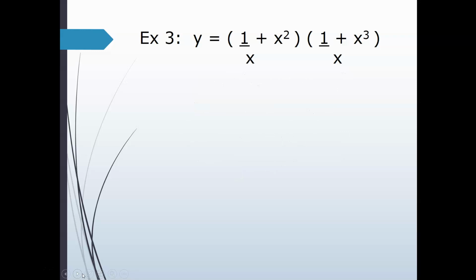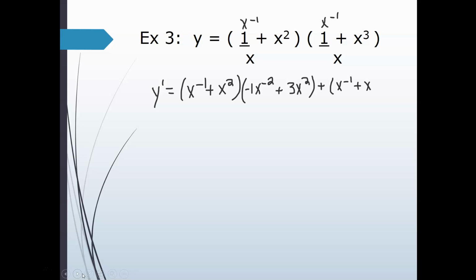Yes. So I would still make this x to the negative 1 when I did my product rule. So the product rule would be the first times derivative of the second. So that's negative 1 x to the negative 2 plus 3x squared. So first times derivative of the second plus the second times derivative of the first. So negative 1 x to the negative 2 plus 2x.